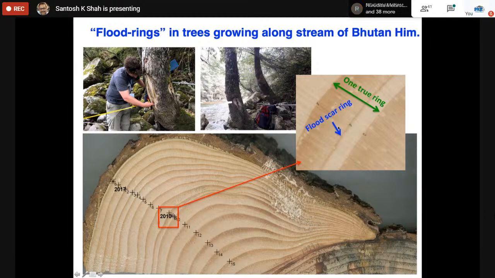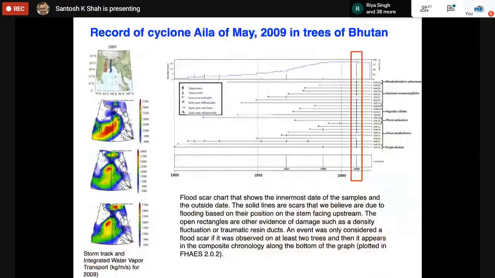But how did we come to know that this 2009 ring was the flood scar ring? Because we know that in 2009 a cyclone occurred in the eastern Himalaya region which came from the Bay of Bengal side, and that is called cyclone Aila. And here, this is the storm track recorded from integrated water vapor transport. Almost all the samples we collected along that river have the flood scar in year 2009. There are some other flood scars also we got, that is 1889, 1967, and some others. But most of the trees recorded this flood year because it was a very devastating flood.